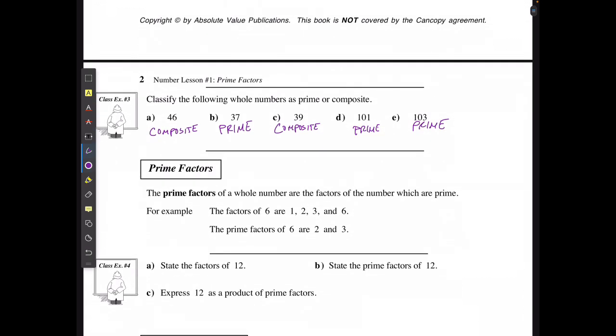When I'm talking about prime factors specifically, prime factors are whole number factors that are prime. So even though 6 is divisible by 1, 2, 3, and 6, the only two factors that are also prime numbers are just 2 and 3.